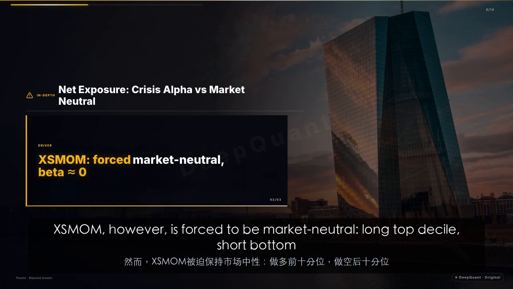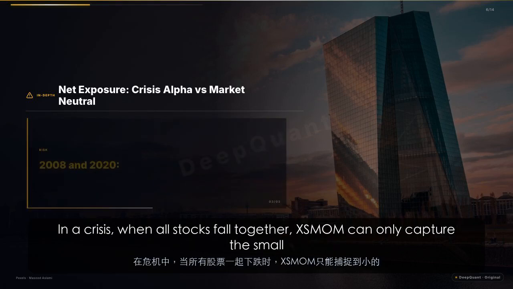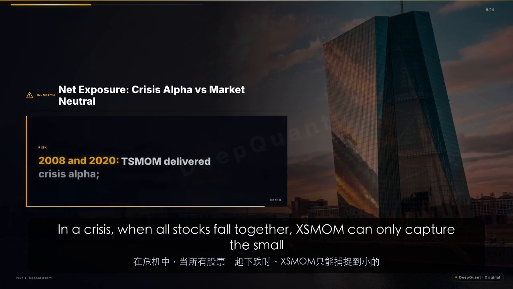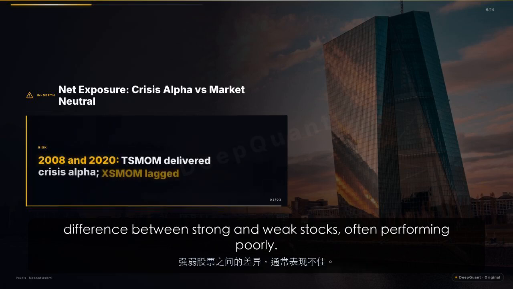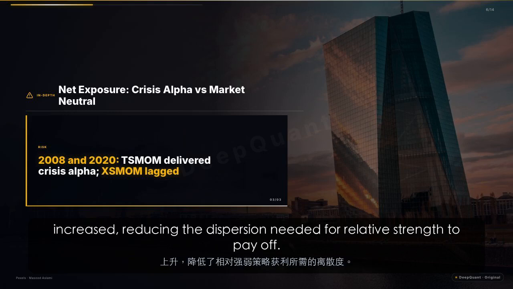XSMOM, however, is forced to be market neutral, long top decile, short bottom decile, so beta is approximately zero. In a crisis, when all stocks fall together, XSMOM can only capture the small difference between strong and weak stocks, often performing poorly. For example, in 2008, XSMOM suffered losses as the correlation among stocks increased, reducing the dispersion needed for relative strength to pay off.